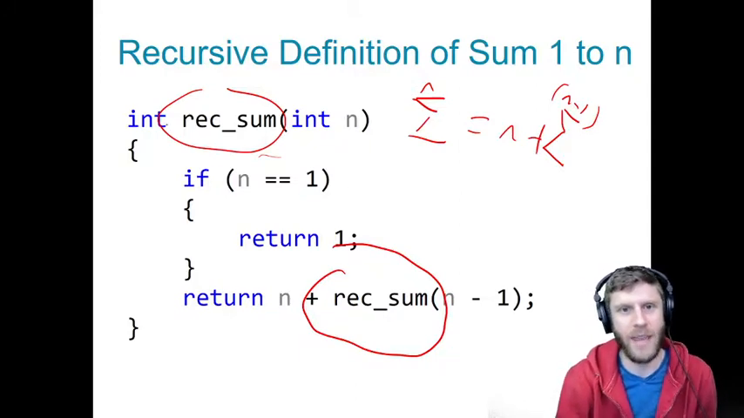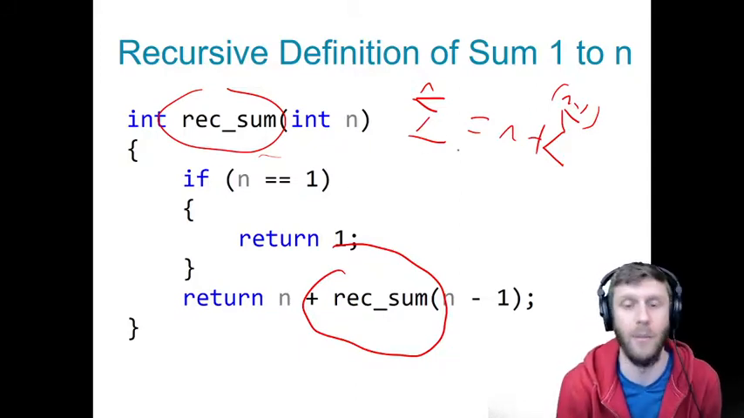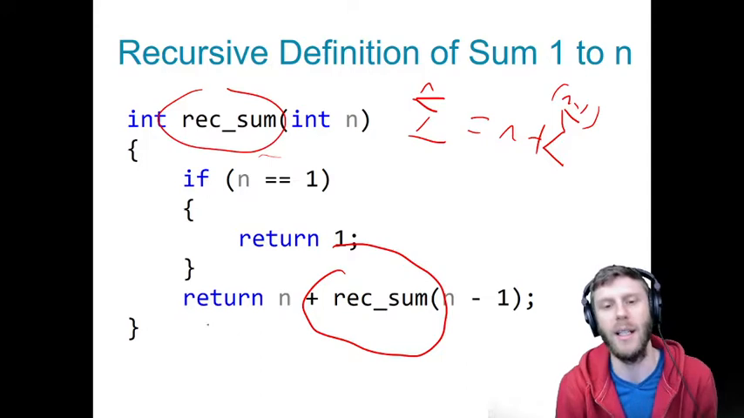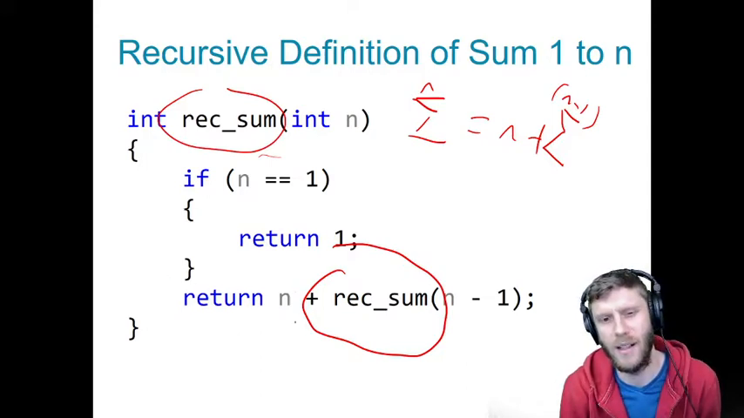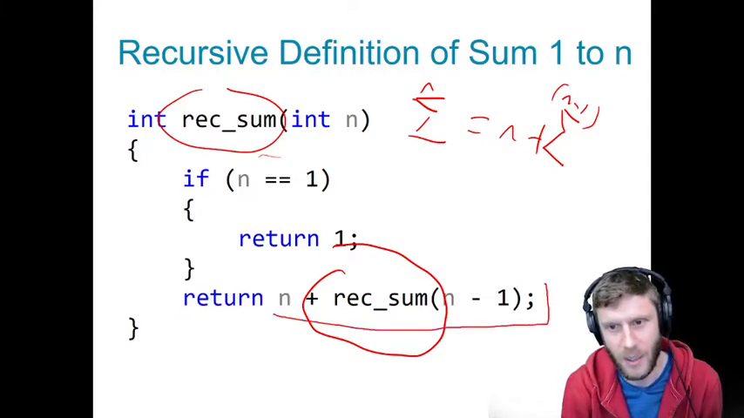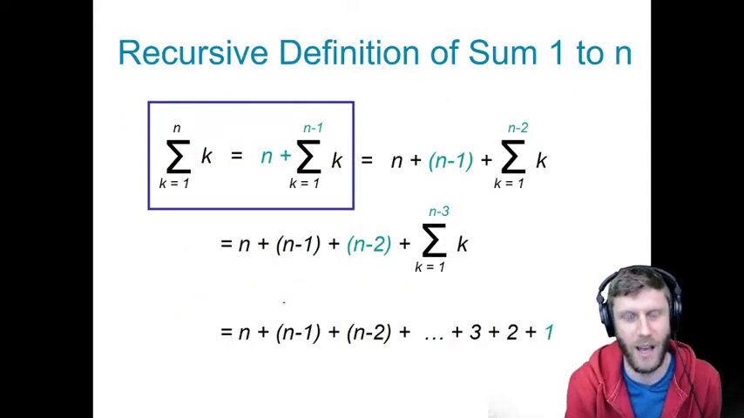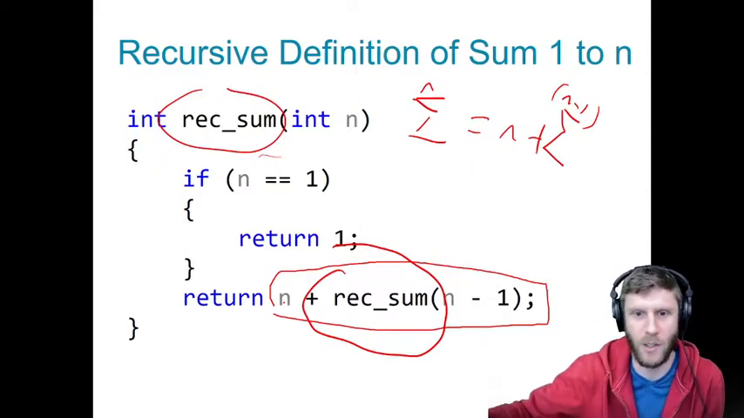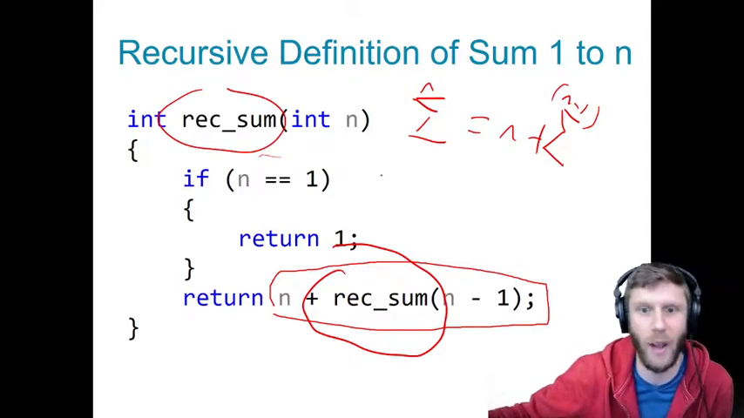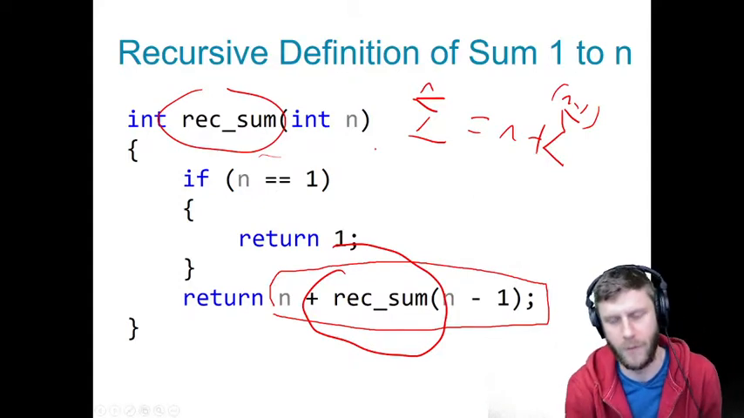See, if we think of rec sum as that sum symbol, that fancy E looking thing, then this right here reads just like what we just saw: n plus the sum of up to n minus 1, right? So basically, Control-F rec sum and replace it with the sigma. That's a sigma, right?